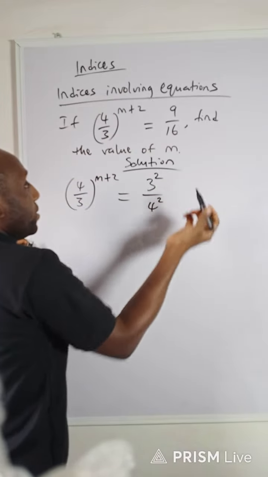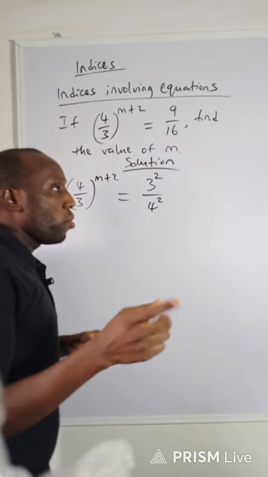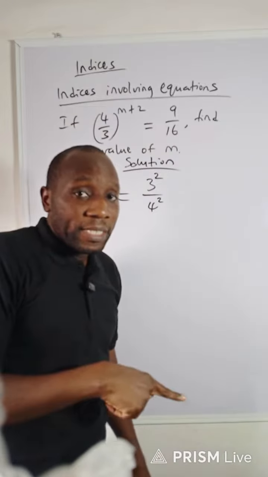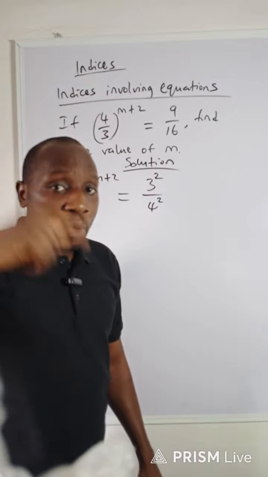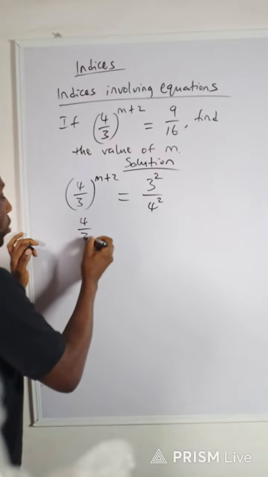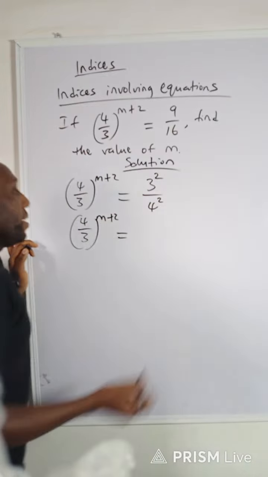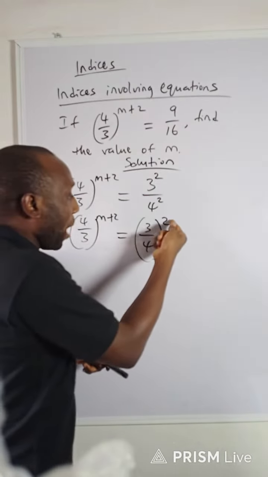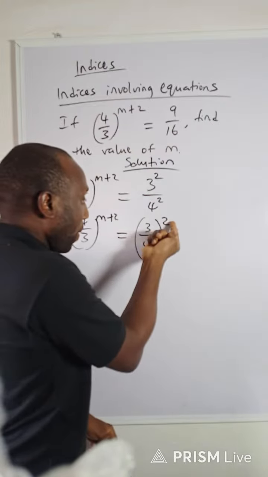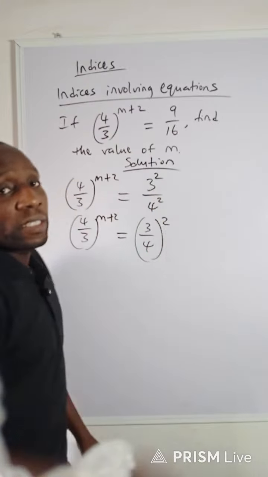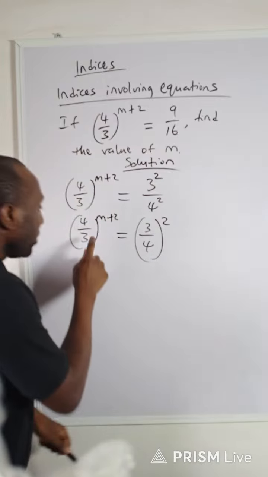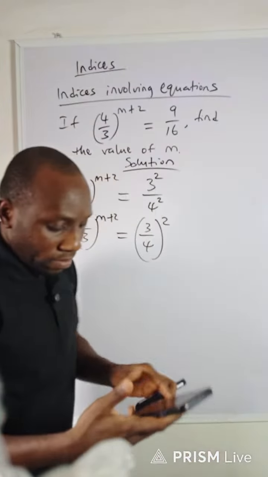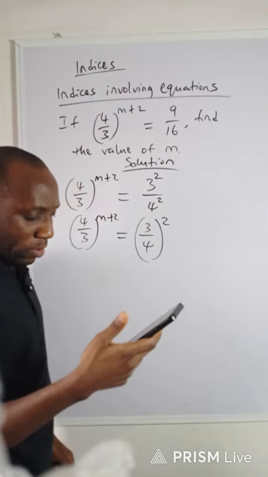All right? One of the laws of indices is the power of a quotient rule. From what I have, this is going to be 3 over 4, and I can group it like this. This is what we call the power of a quotient rule. This power can be distributed to 3 and 4, and you get back this. So I've not really done anything different. But this is 4 over 3, and this is 3 over 4. Are they the same? No, they are not the same. So what am I going to do?